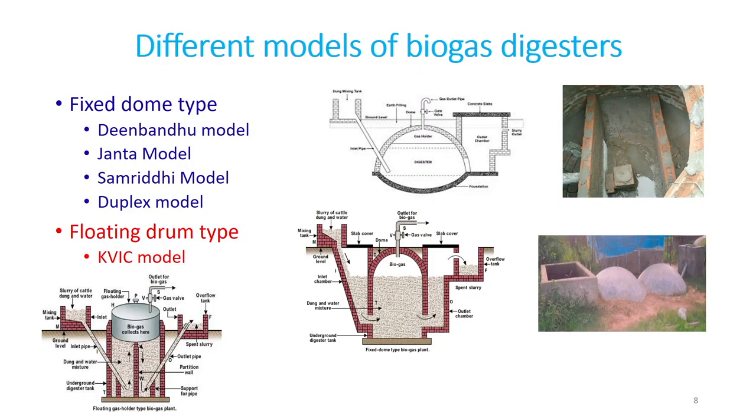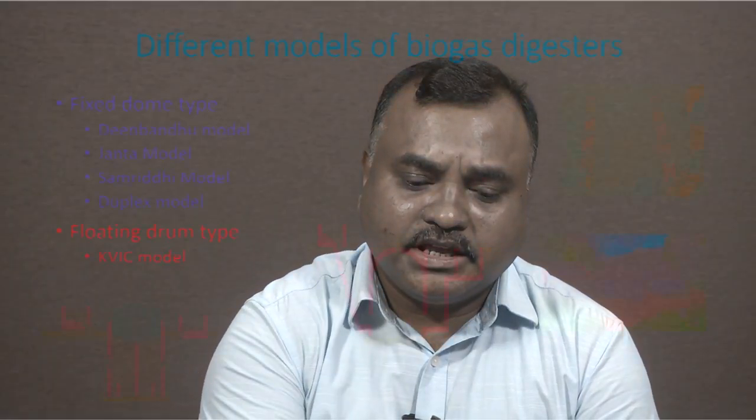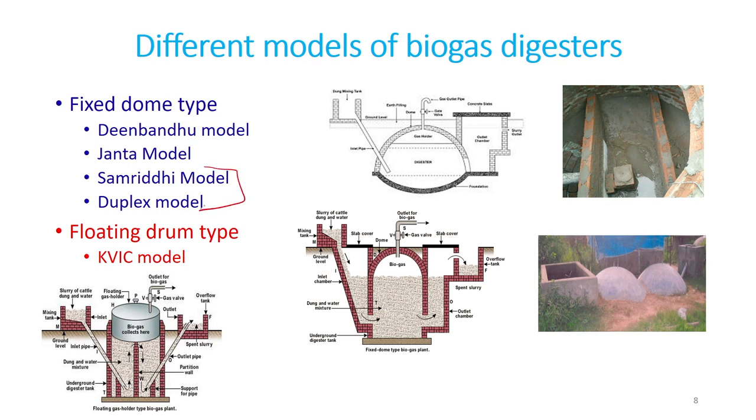And what are the different models of biogas digesters? Primarily, they can be classified into two groups, fixed dome type and floating drum type. Under fixed dome type, we have the Dinbondhu model, Zonta model, Samriddhi model, and duplex model. For your information, these two models have been developed by IIT Guwahati. And for floating drum, we have exclusively the KVIC model, which is quite popular for large-scale power generation.